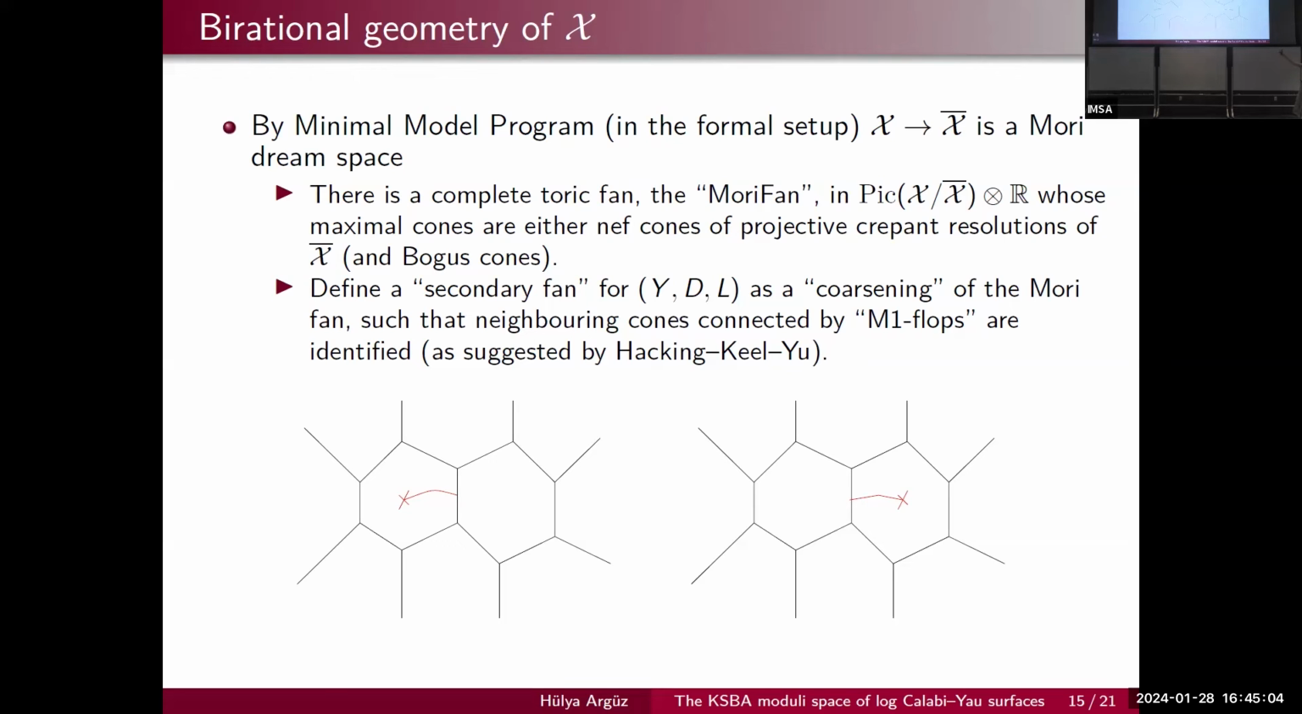If two neighboring cones in the Mori fan differ by an M1 flop, which means if you have an exceptional curve and the birational morphism just contracts that and flops it on the other side, then we identify the two cones. We define this coarsening of the Mori fan, and we declare it to be the secondary fan, which is a generalization of the secondary fan for toric varieties in the non-toric setup. And we will show our KSB moduli space is a family over this.